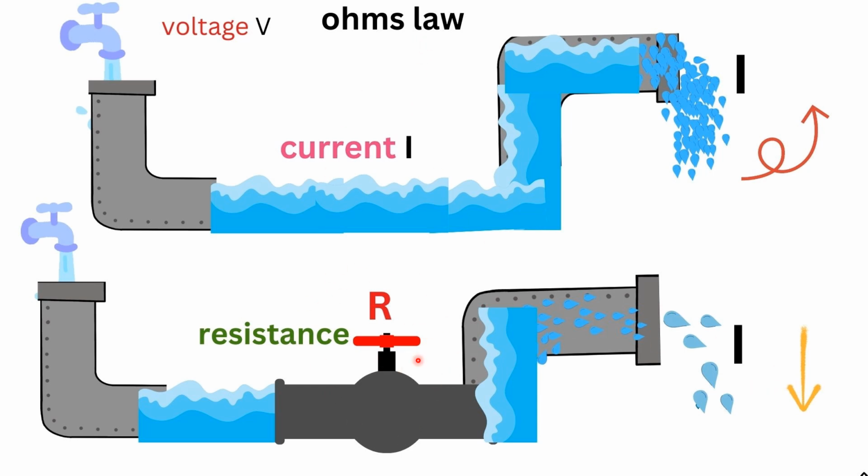Now you can understand clearly if you compare the two pictures. If the voltage increases, the amount of water also increases. If resistance increases, the water decreases. So that is all. If voltage increases, current also increases. If voltage decreases, current also decreases. This is the main concept to understand Ohm's law.